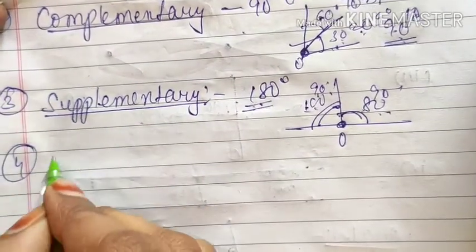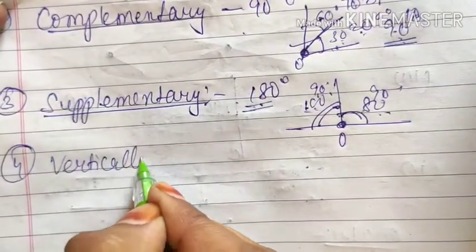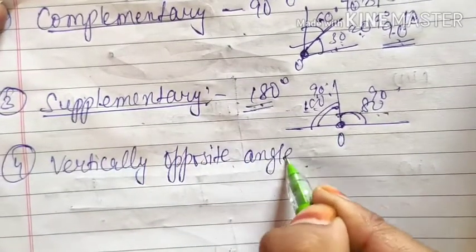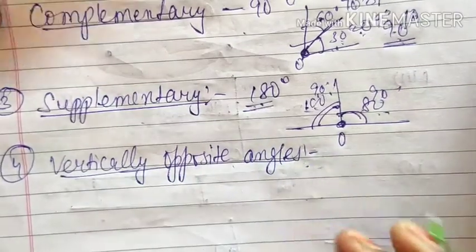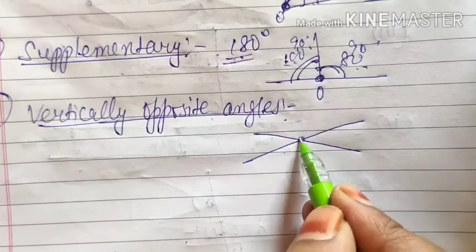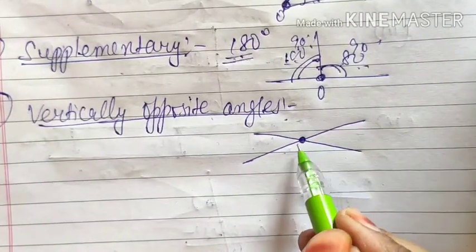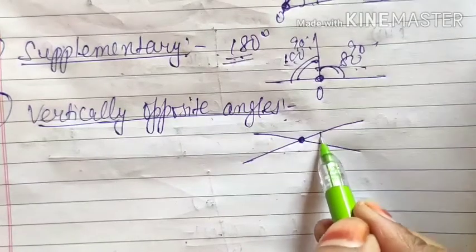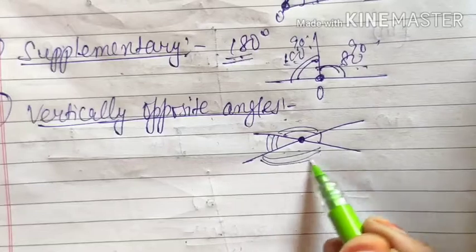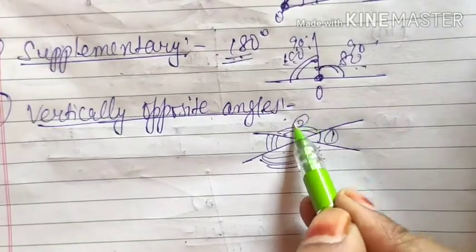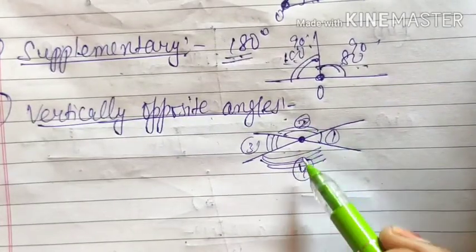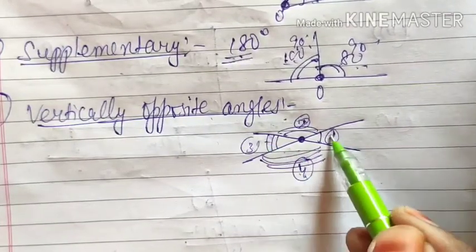Now the fourth one is vertically opposite angles. As the name indicates, vertically opposite angles are formed by intersecting lines. That means when two lines intersect each other, they give us one vertex, and around this vertex there are four angles: one, two, three, and this is the fourth angle. So we have here 1, 2, 3, 4 angles. And opposite angles means like this, 2 and 4 are opposite, 1 and 3 are opposite.